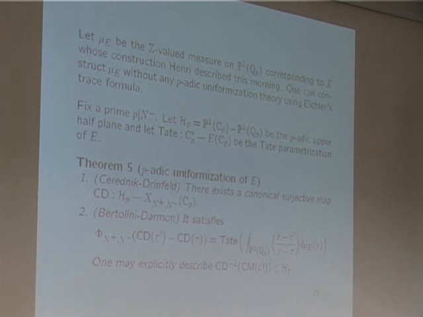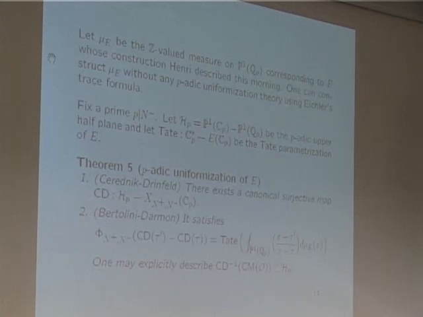Now, for the rest of the talk, let me fix a prime p dividing n minus. In particular, from now on, n minus is not equal to 1. And let me let HP denote the p-adic upper half plane. Let me also let Tate be the Tate uniformization of E by Cp star.